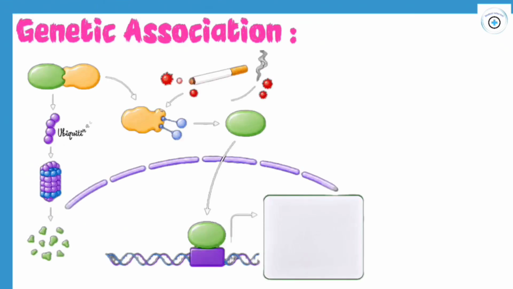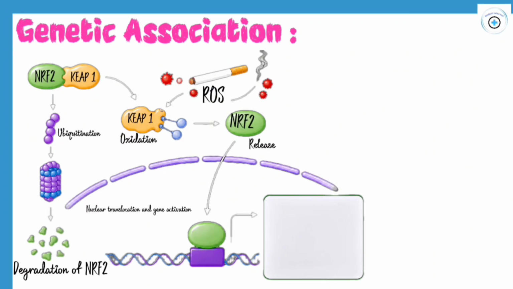Genetic association of emphysema. At basal state NRF2 is bound to KAP1 and made vulnerable for destruction by ubiquitination. So at basal state or normal condition antioxidant gene NRF2 is not needed. When a person smokes, oxidative stress starts. Cigarette smoke contains numerous oxidants like reactive oxygen species. This causes oxidation of cysteine residues of KAP1. KAP1 changes its shape and can no longer bind to NRF2. NRF2 becomes stabilized and goes to nucleus. Here it binds to antioxidant response element.